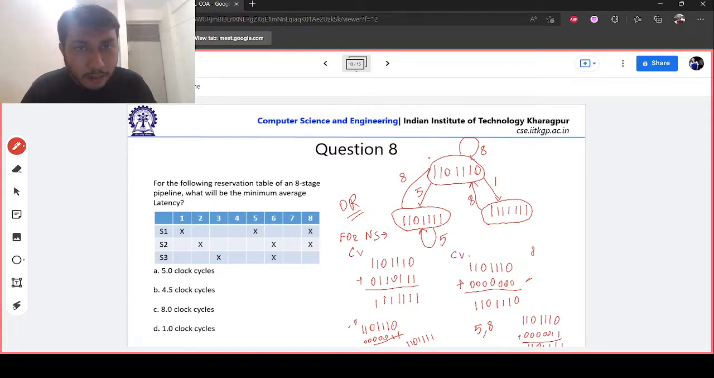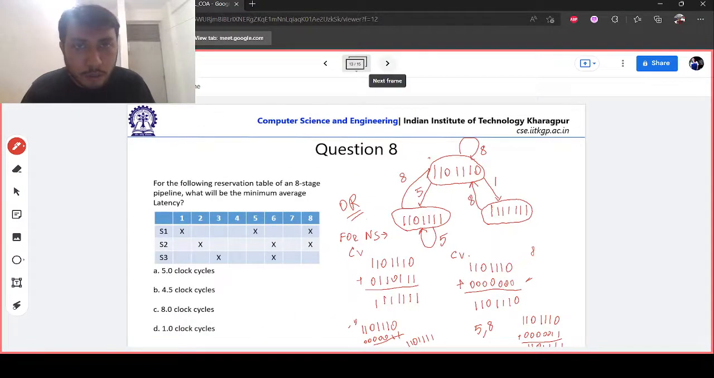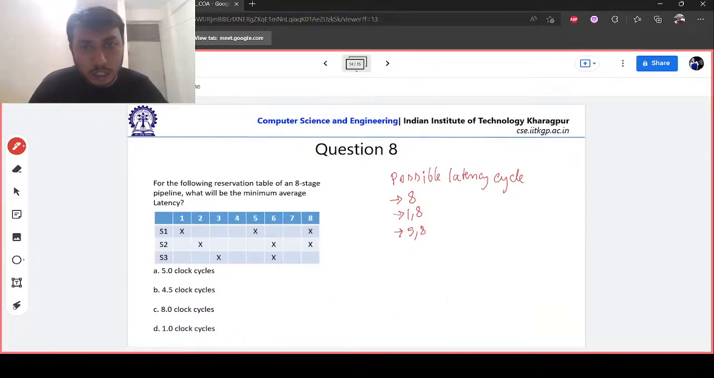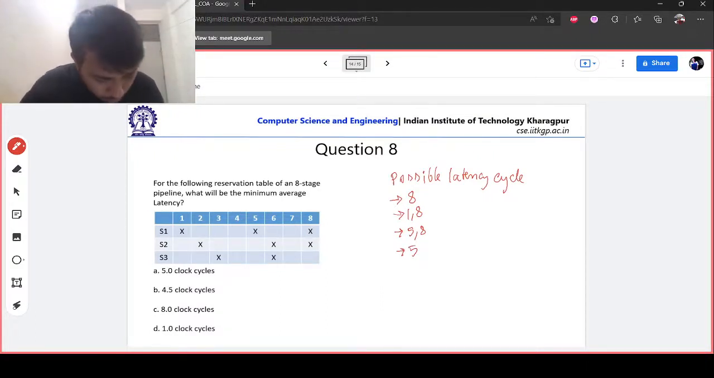Another cycle is 5 and 8, that is one possible cycle. Another cycle is only 5 here. So these are all the possible cycles in the transition diagram. Now you need to check which of these are greedy cycles.